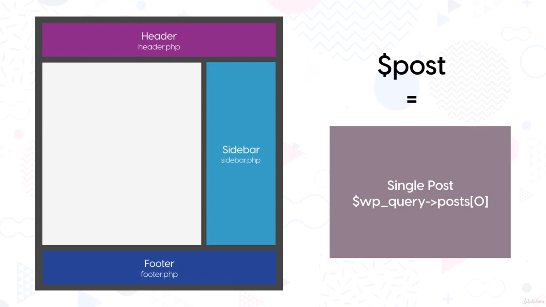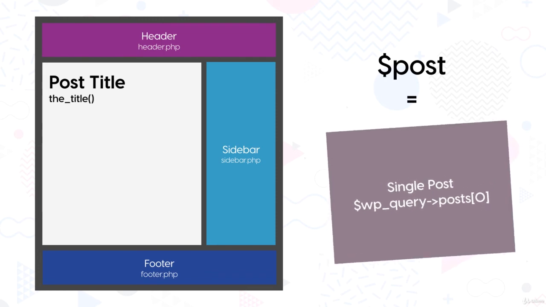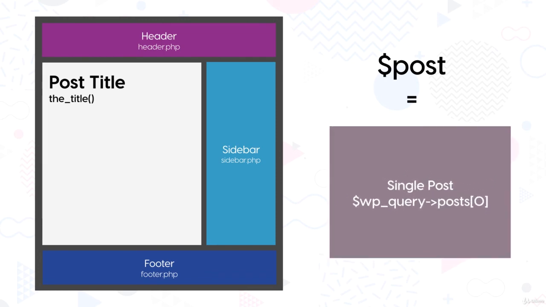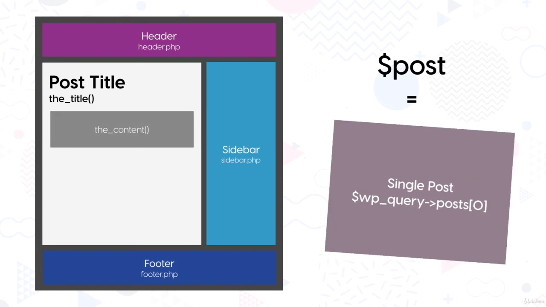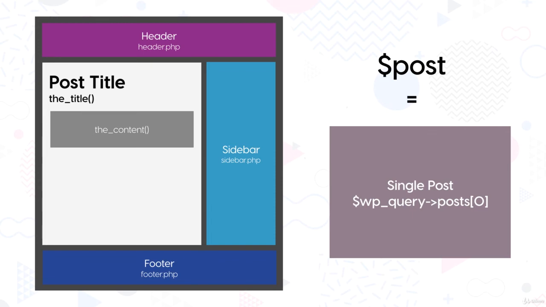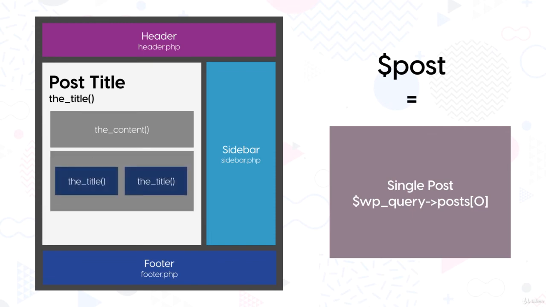So now let's say we want to display the post title, so we will call the title. The title will go to the global post object and get its title from there. And maybe you also would like to display the content, so we will call the content, which will also go to the global post variable and get the content of this post. Now imagine we want to display the related posts for this post. Now we will have to write a custom query. This query will maybe get the posts that share the same category as the main post.